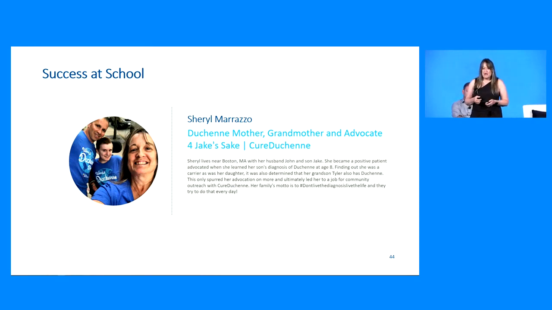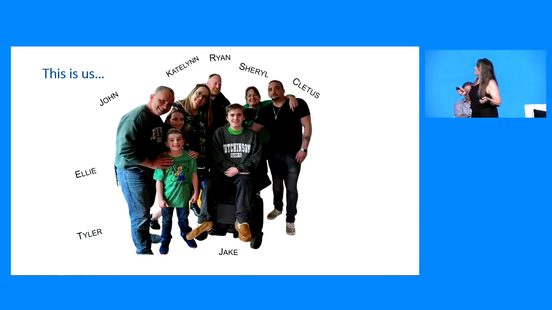So I feel like people always know me as Jake's mom, but I also have 2 other children. And this is us. So that is my husband, John, and that little guy in the front is Tyler. And Ellie, you can kind of see her. And then Caitlin is my daughter. Ryan is my son-in-law. There's me, that's my son, Cletus, and then there's Jake, and I'm always Jake's mom.